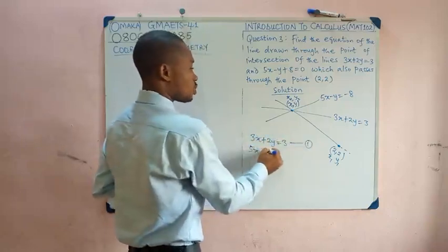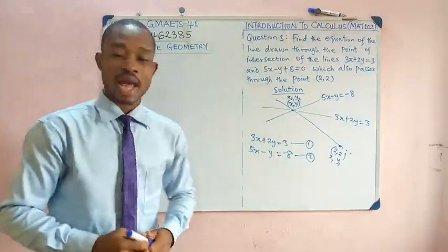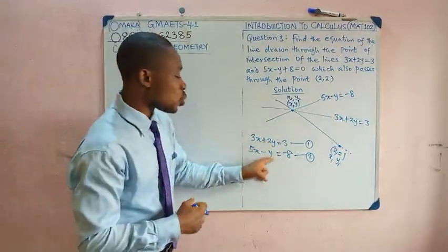And then 5x minus y equal to minus 8, let this be equation 2. I will solve these equations simultaneously. I'm going to use the elimination method. Now, I have decided that I will eliminate y from these equations.